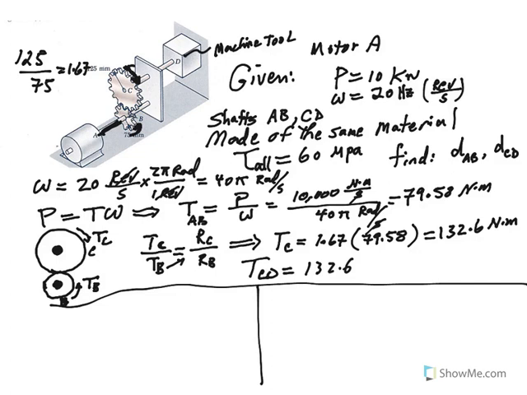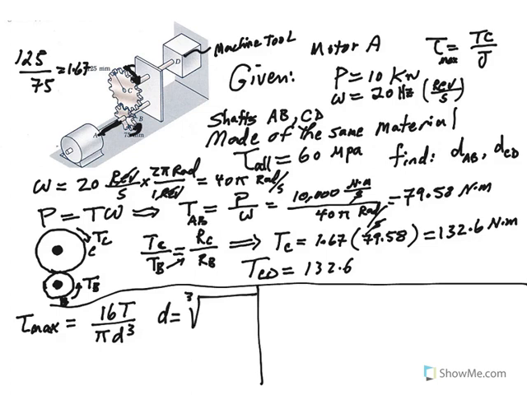And from here, as you've seen in another video, for a solid shaft, or for any shaft, tau equals tau max equals TC over J. In this case, for a solid shaft in particular, tau max is 16 times the torque divided by pi d cubed. So you can go ahead and solve for the diameter directly. That would be the cube root of 16 times the torque over pi times tau max.